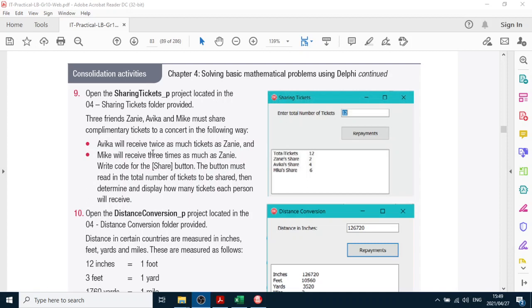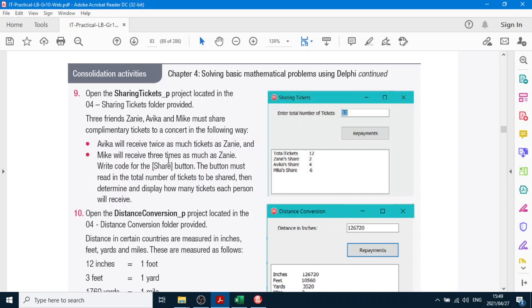Now you're going to open the Sharing Tickets project, on page 83 of chapter 4 of your textbook. You're all in chapter 4. The story is about three friends who get to share tickets for a concert in the following way. A certain number of tickets are being given, and the rules are that Avika will receive twice as much as Zane, and Mike will receive 3 times as much as Zane. We've got to calculate how much each of them will receive.